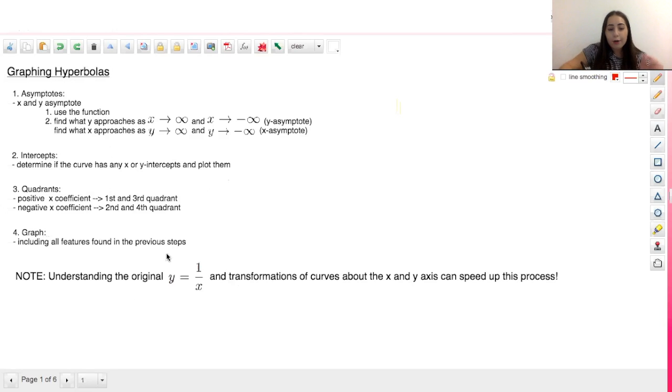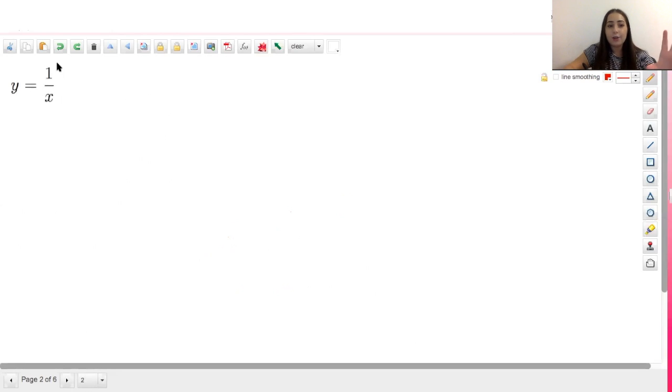Now, an important thing to understand is, if you look down here, understanding the original function, so y equals 1 on x, this is your original hyperbola. Once you understand this hyperbola, and you understand how to transform a curve about the x and y axis, then you can speed up this process. You can honestly graph any hyperbola really, really quickly, within a matter of minutes. But I will show you how to apply both of these methods to the questions that we are going to explore. So the first one is your hyperbola.